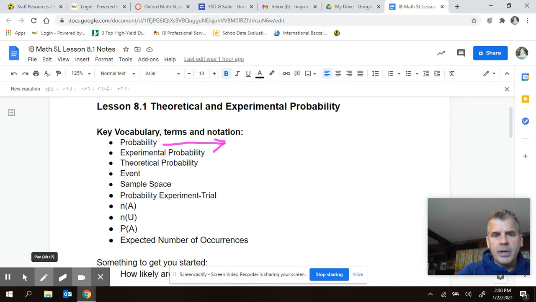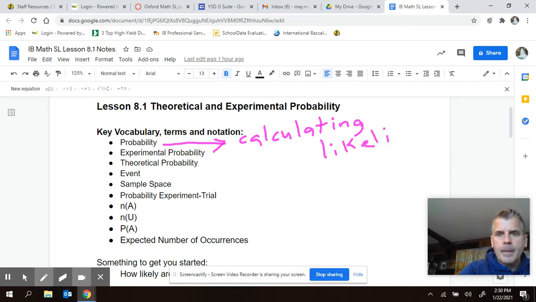We'll say probability is calculating likelihood. Now, this is not the formal definition, but this is the working definition. So if you want to know, for example, what are my chances of winning the lottery, that's determining a probability.